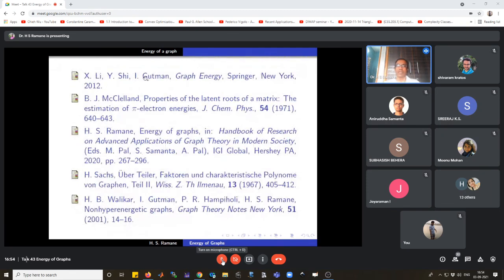This is a book, Graph Energy, by Xueliang Li, Yongtang Shi, and Ivan Gutman, published by Springer in 2020. Here we will find most of the results on graph energy. Even in this recent chapter in this Handbook of Research on the energy of graphs, survey-type results, all related to graph energy, are covered.